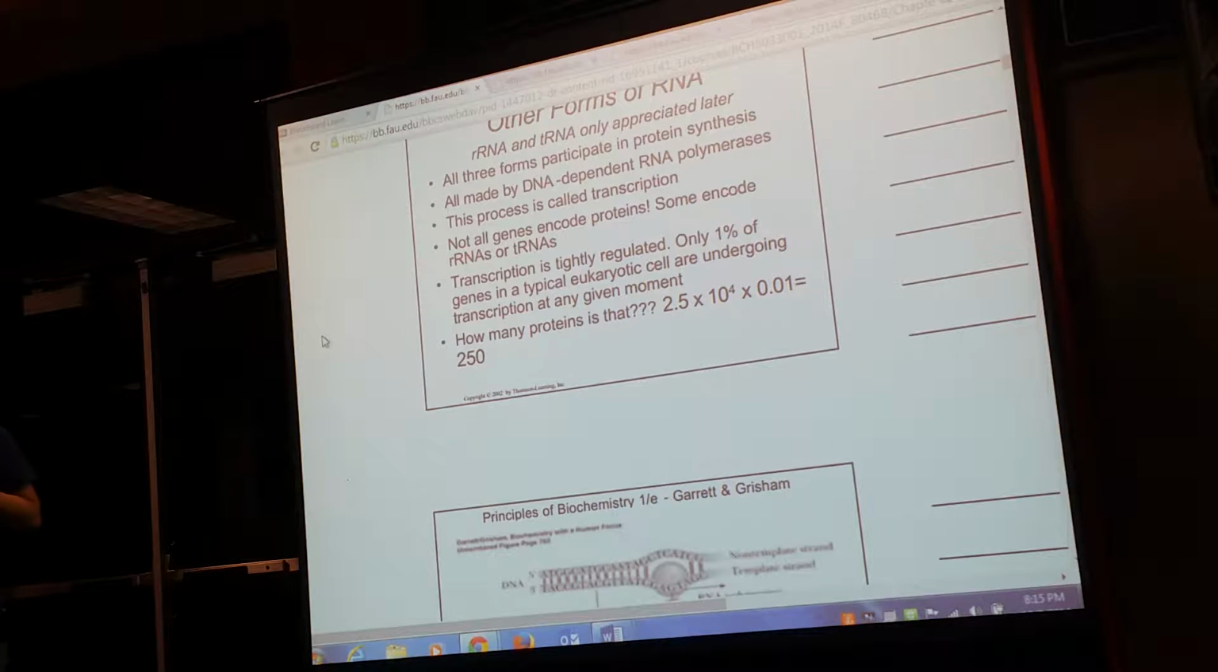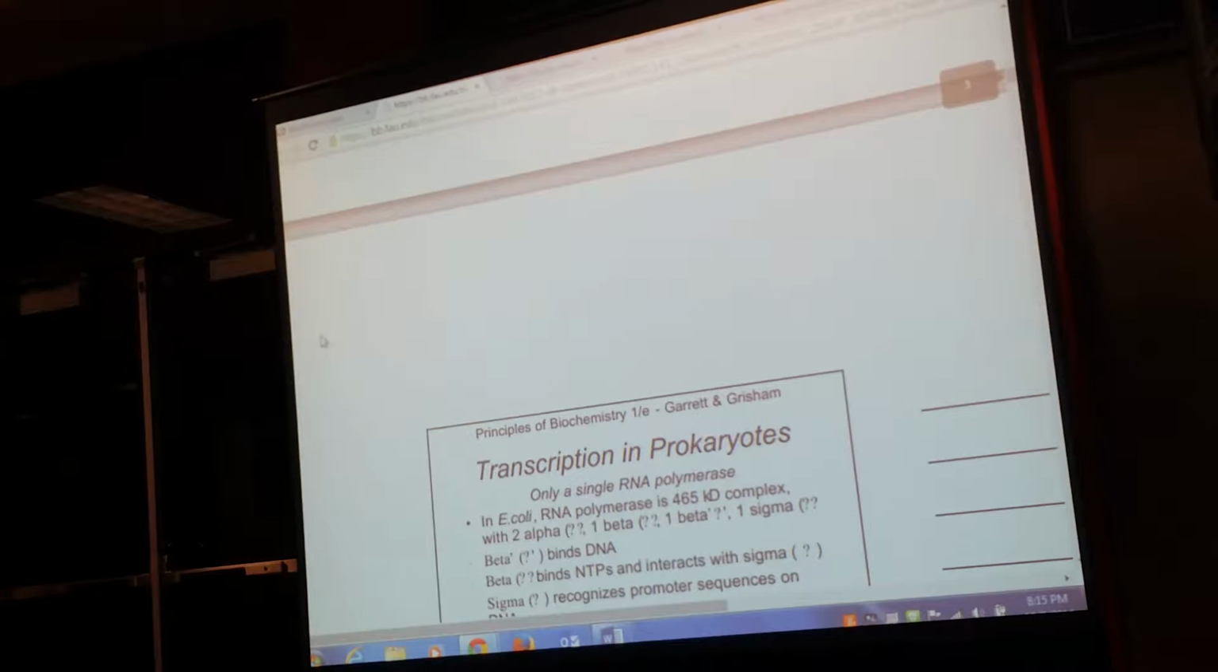In prokaryotes, the RNA polymerase is made of what components? Alpha, beta, beta prime, sigma. Technically it's 2 alpha, so it's 3 types of subunits plus sigma, but a total of 4 subunits plus sigma.